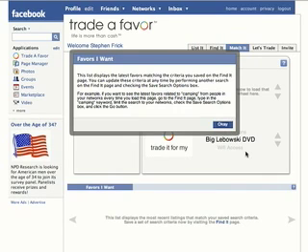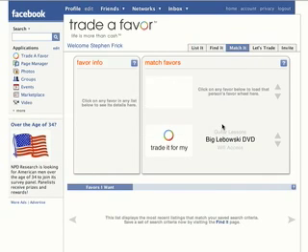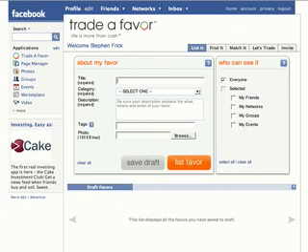Once you have a few different trades going, you'll understand why the Match It page is the home page of the application. But to start the process, the first thing I'm going to do is click the List It tab. I'll offer editing as one of my favors.